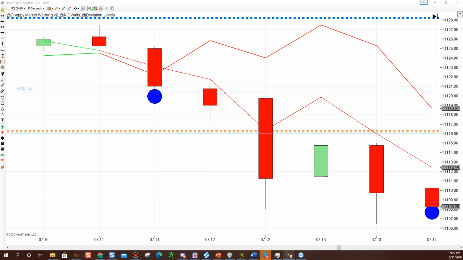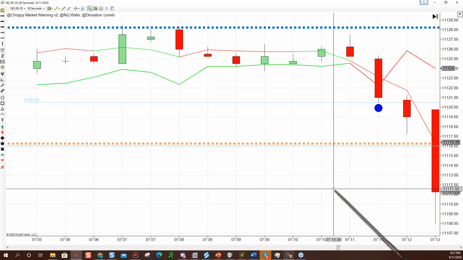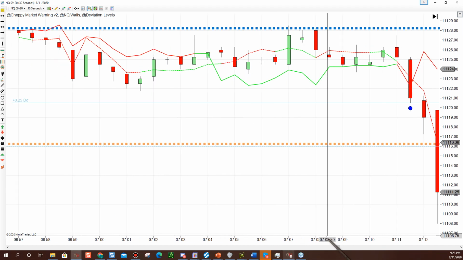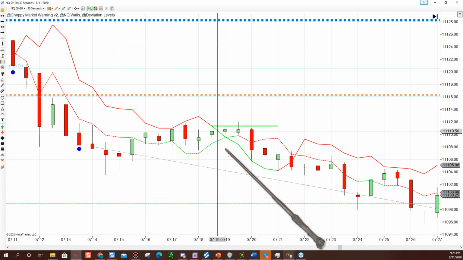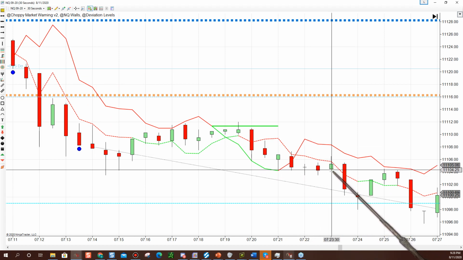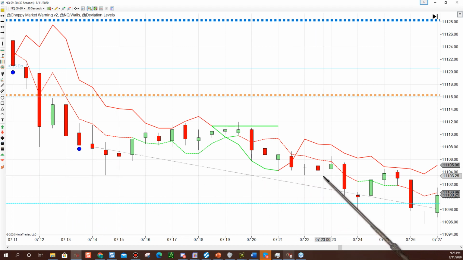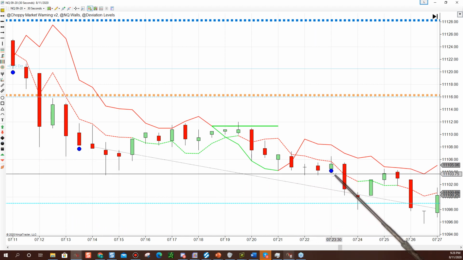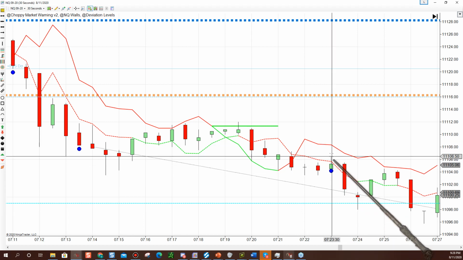If we missed the first entry, can you speak to how we could re-enter? It's best to take the first entry. I'm just telling you that right now, because the further it goes, the less chance it has of continuing. But if they crossed over like this and then crossed again, then you could have got in on another entry potentially. Could have been right here. But see, this is going right into a wall, right?